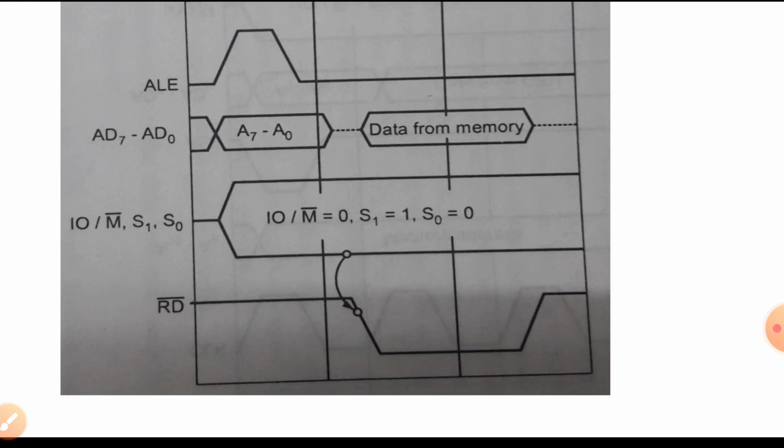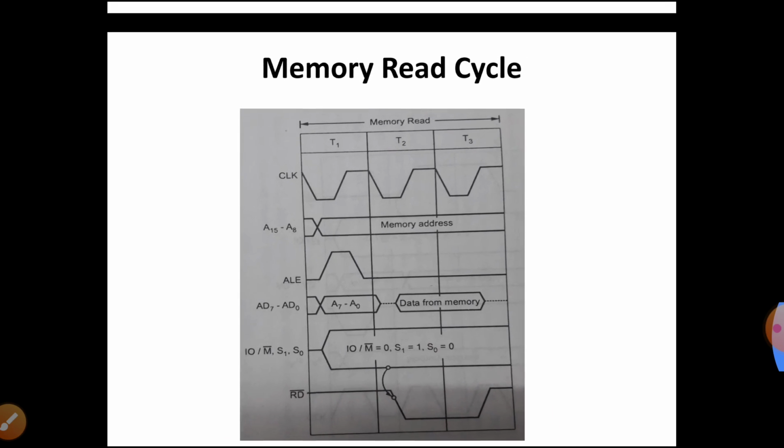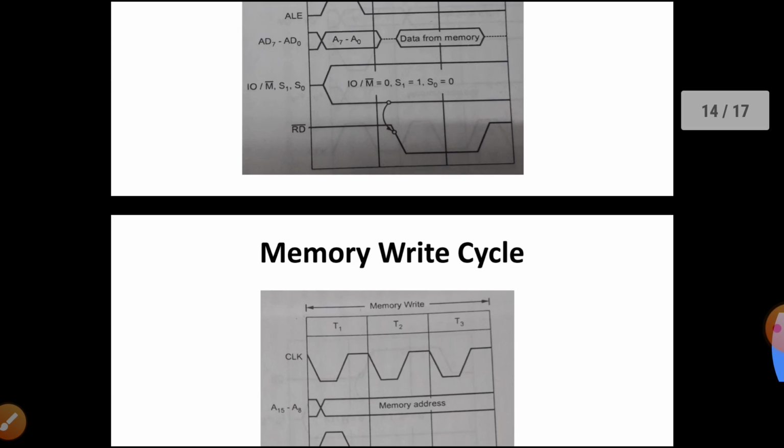Now since we know already that data will be available only with T2 and T3, the read signal will be activated in the T2 state, so that from whatever memory location is addressed, the data will be placed on the data bus, and during T3, according to what has been specified, the processor processes the information. So this is about the memory read operation or the memory read cycle.